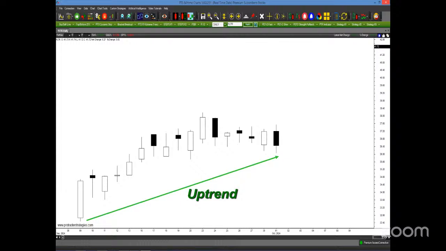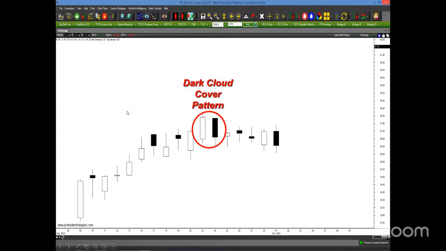And what do we have here? Well, we actually have two of them. Our first is a dark cloud cover pattern, a very bearish pattern, which tells you that most likely the trend is going to change, followed just bars later by a bearish engulfing pattern, probably one of the most prominent bearish patterns, telling you that a move to the downside is most likely imminent.